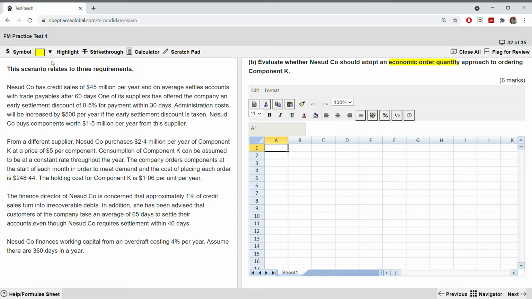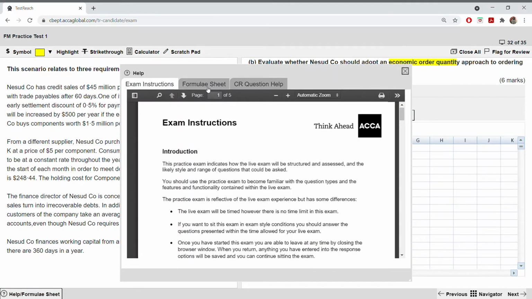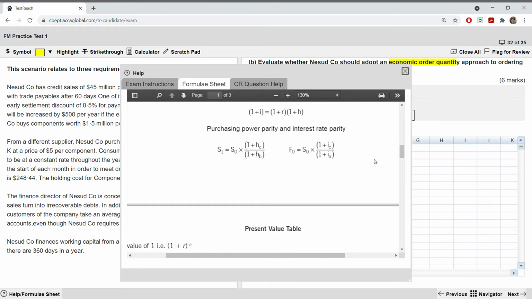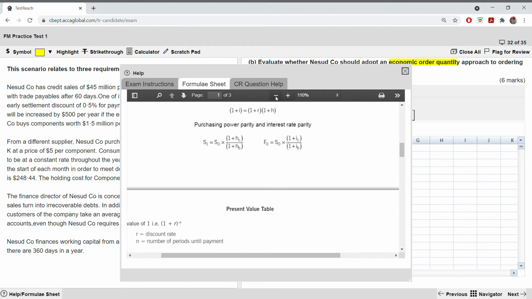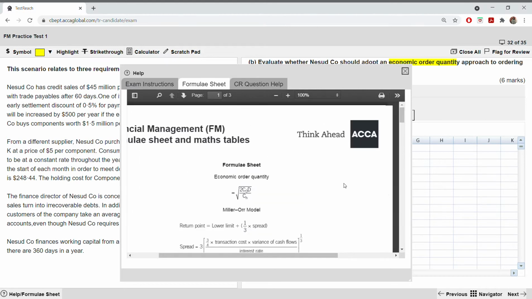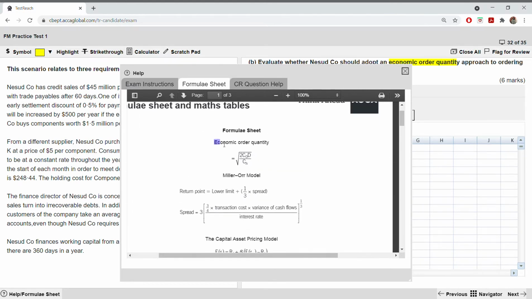How do you start with it? Economic order quantity. If you want to look at the formula, just go to help, formula sheet, click here, go to formula sheet, and it was zoomed. Okay. So here it is, economic order quantity. In fact, it is the first formula.